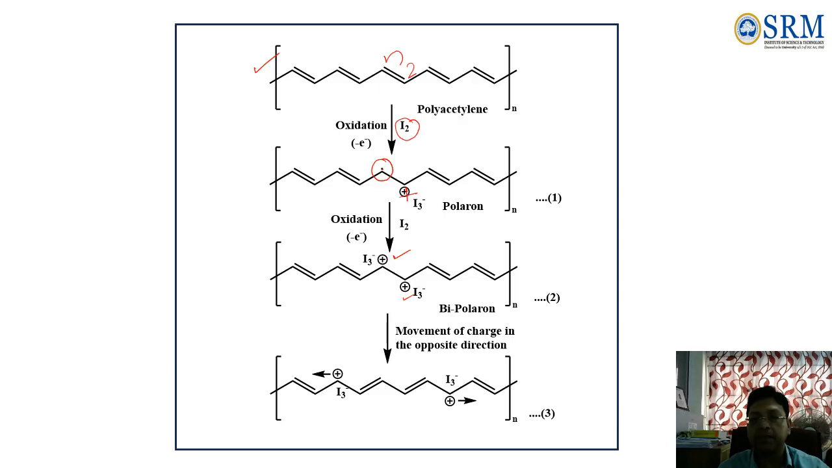And when these two positive charges migrate in the opposite direction in the polymer backbone through the delocalized pi orbital, then conductivity takes place. When these two charges migrate in two opposite directions, that creates soliton. So the first step is the creation of polaron, the second step is oxidation to a bipolaron, and the third step is the soliton.